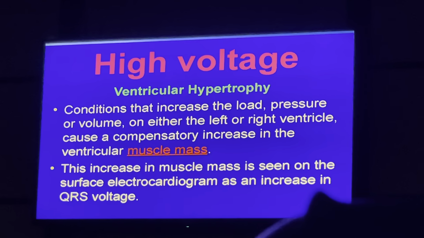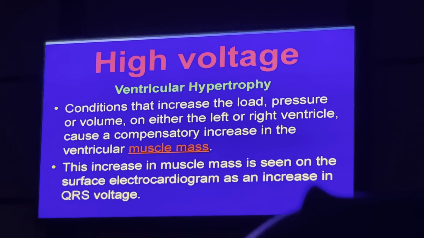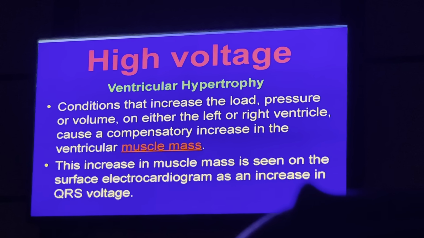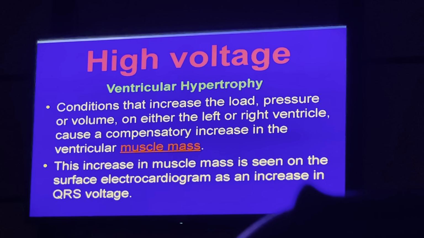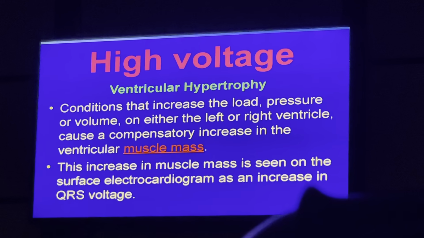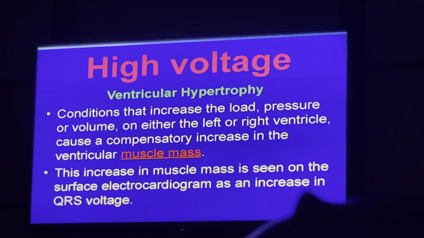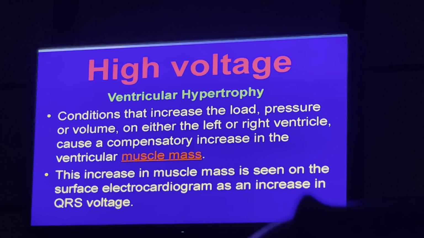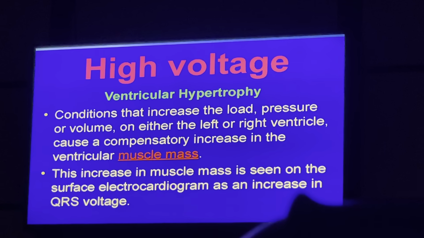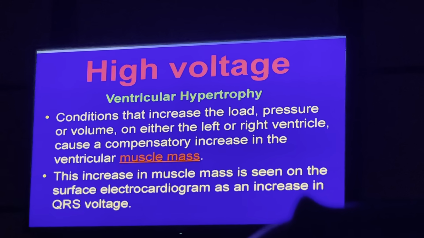Next is the high voltage. So high voltage occurs when there is an increase in the LV mass, or maybe at times in cases of LV dilatation. Conditions that increase the pressure or volume load on either the left or right ventricle cause a compensatory increase in the ventricular muscle. This increase in muscle mass is seen on the surface electrocardiogram as an increase in the QRS voltage. Next.